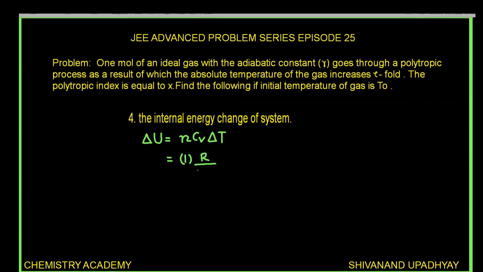gamma minus 1. Nothing is mentioned about Cv. They have given gamma. That's why we are writing in terms of gamma. So R upon gamma minus 1. Delta T means final temperature minus initial temperature. So if the initial temperature is T naught, the final temperature is tau times T naught. So final temperature minus initial temperature can be simplified as R into tau minus 1 upon gamma minus 1 into T naught. So this is the internal energy change of the system.